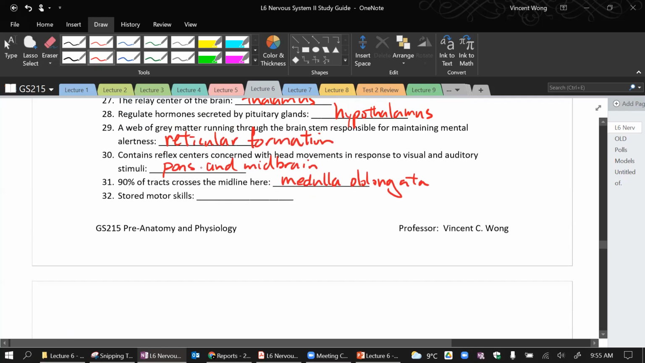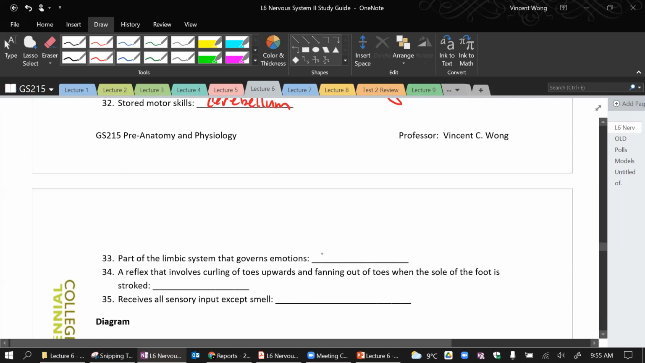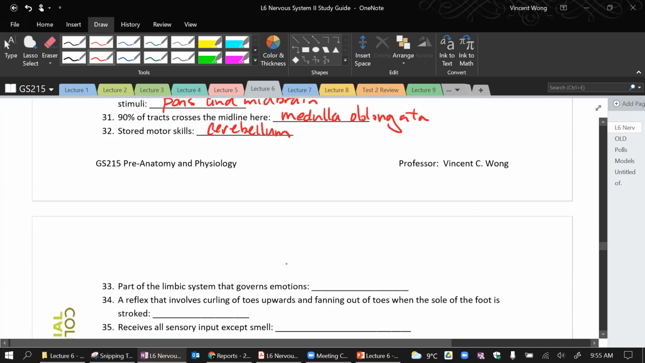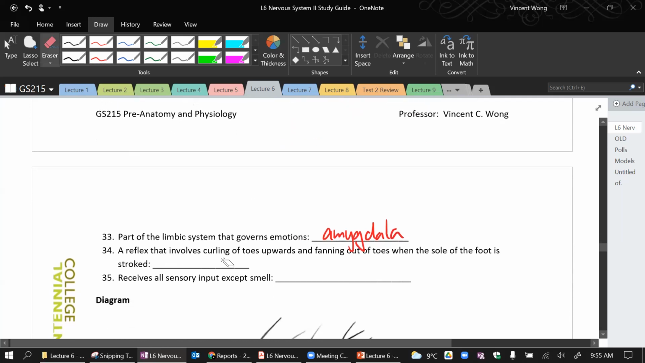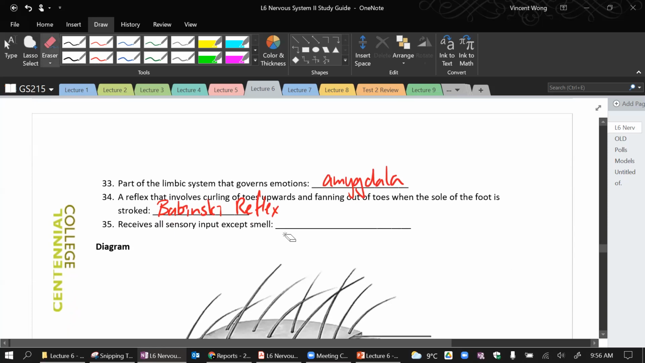Store motor skills. These are like repetition, like typing, playing piano, riding a bike. That is stored in the cerebellum. Okay, part of the limbic system that governs emotion, amygdala. The reflex that involves curling of toes upward, fanning out the toes when the sole of the foot is struck. That is the Babinski reflex, okay, which will disappear after the age of 2. Receives all sensory input except smell, thalamus.